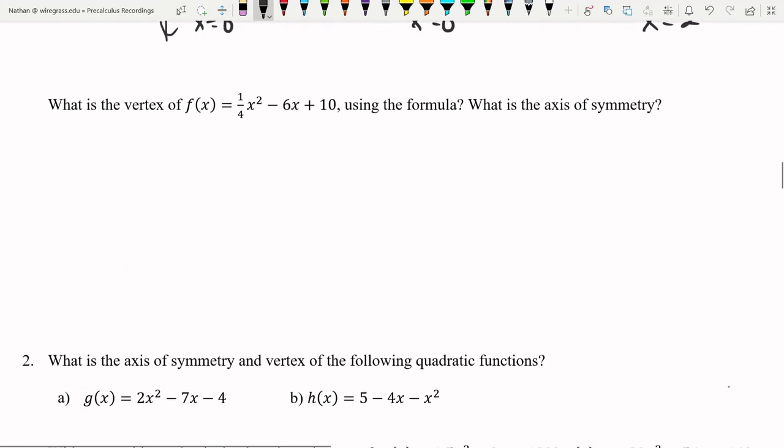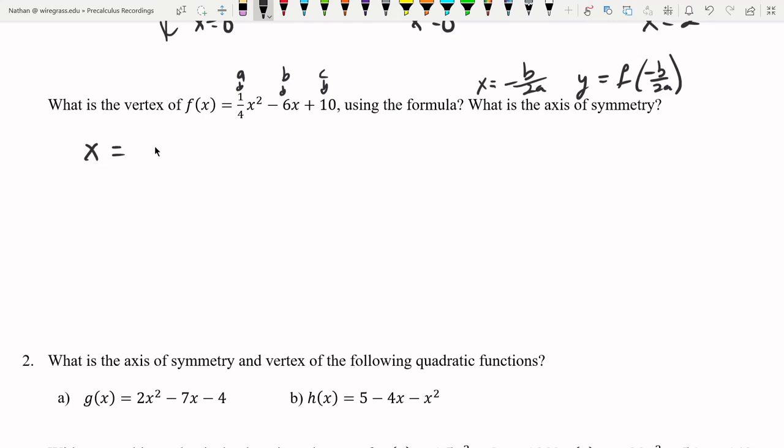So we can use all that we've looked at, and we can find everything right off the bat using our negative b over 2a as the x coordinate of the vertex, and the y coordinate is f of negative b over 2a. So first off, what's the vertex of this one? Well, that's quite easy to find. A is 1/4, b is -6, c is 10. So the x coordinate is negative b, b is -6, so it's going to be +6 over 2 times a. A is 1/4, 2 times 1/4 is 2/4, or 1/2.